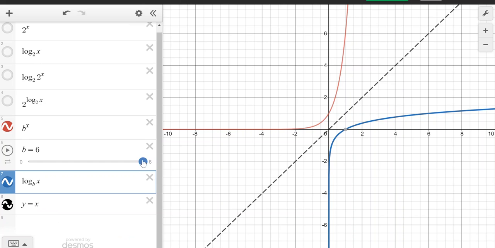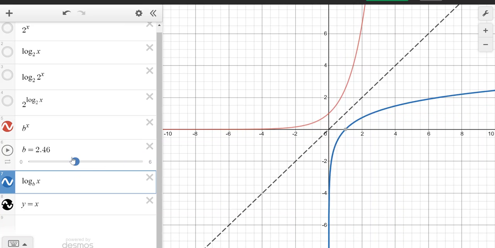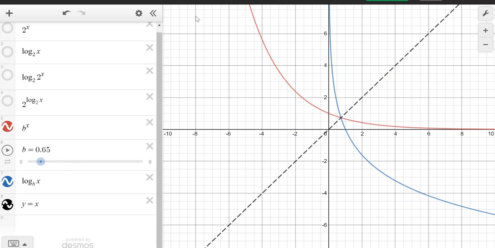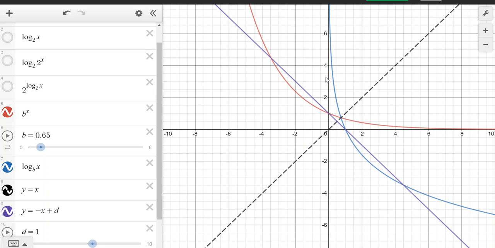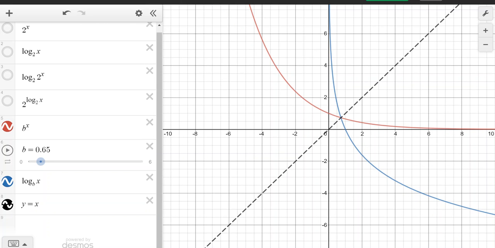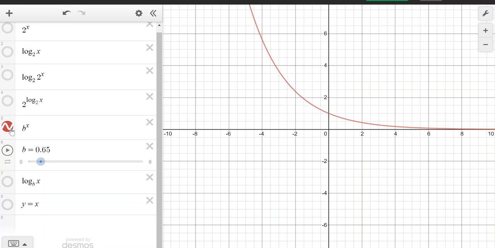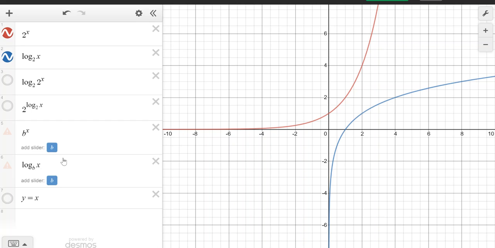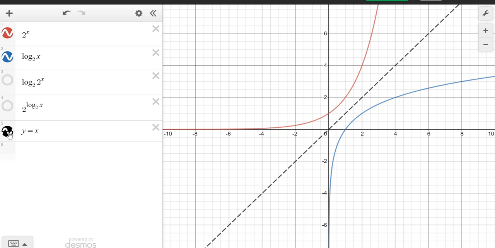And that's true if we have growth or if we've got decay. These are still symmetric about that line y equals x. I just threw in a line perpendicular to y equals x to highlight the symmetry here. Do you see how the ordered pairs have just been reversed? All right, let's highlight a specific one. Let's look at 2 to the x and log base 2 of x. Okay, see that it's symmetric about the line y equals x.